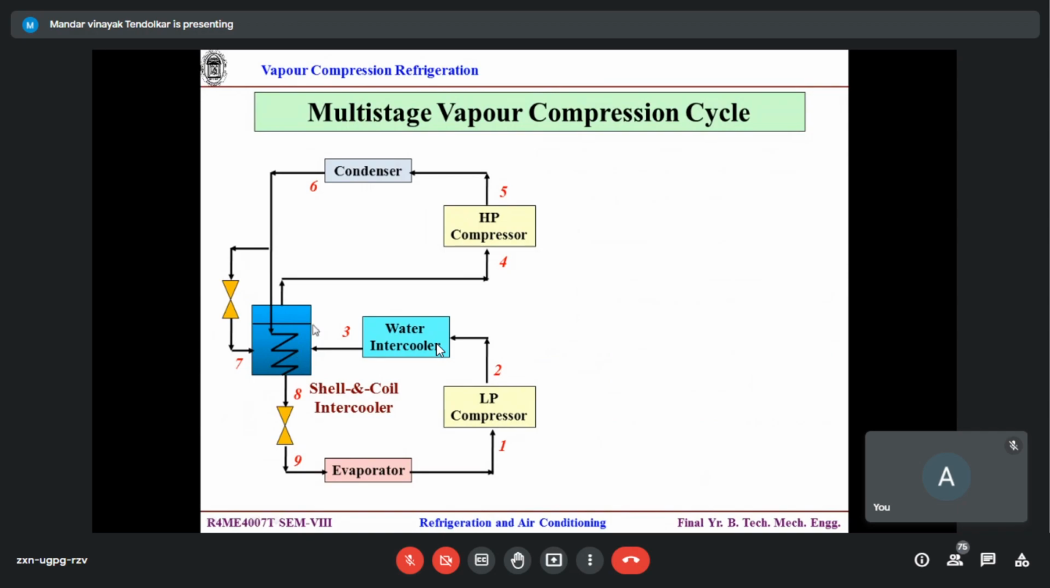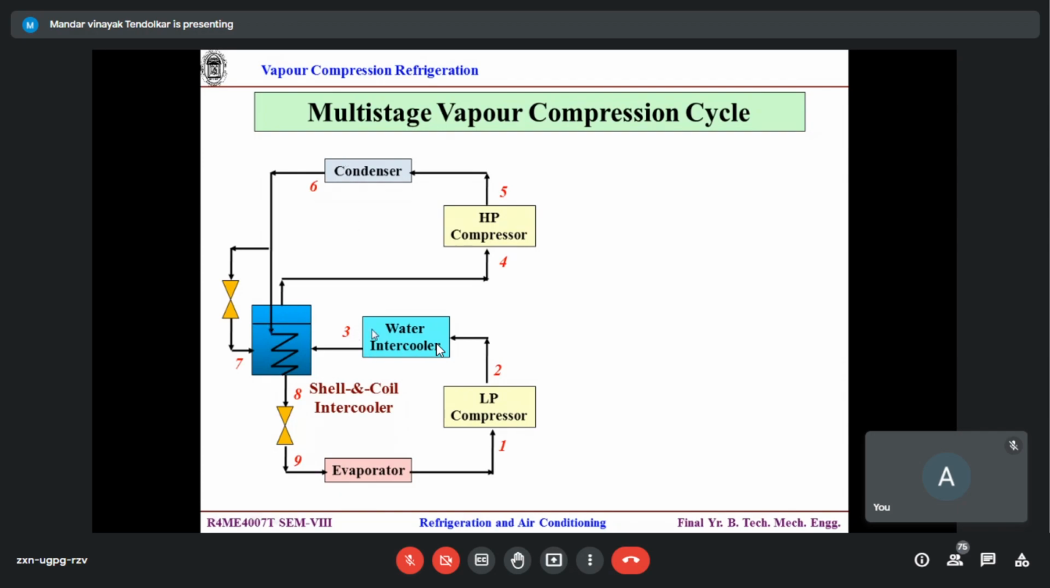Change it to a totally separate part. We call this a shell and coil intercooler. See here, how much time is left? 5, 6 minutes. So I will finish this only.